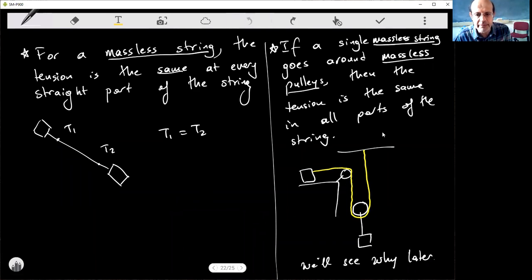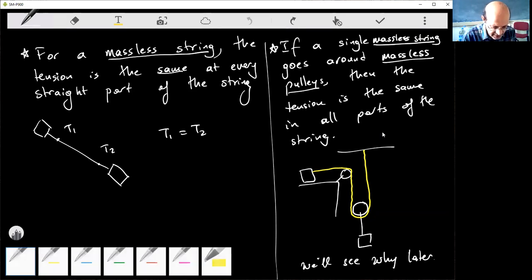I will start using them. At first, we are going to assume that they are massless. And later, we will see what happens when they have mass. So at the end, this is what I'm going to say here. Just accept this, but keep in mind that we are going to show this later.